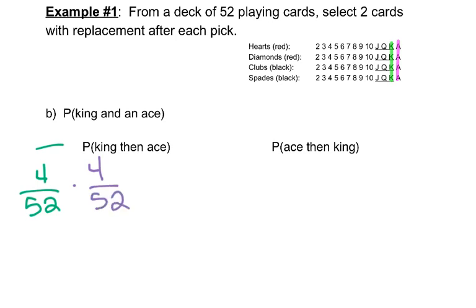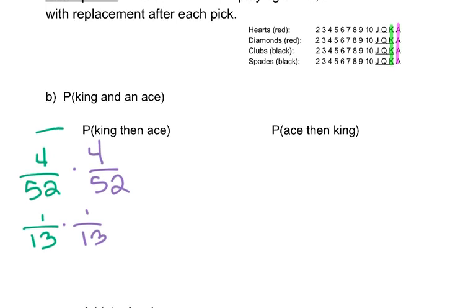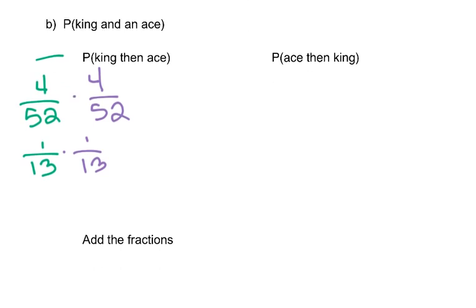Again, it makes your life a little easier when you simplify these fractions. So they both simplify to 1/13, and then we multiply the two of those together and get an overall probability of 1/169.